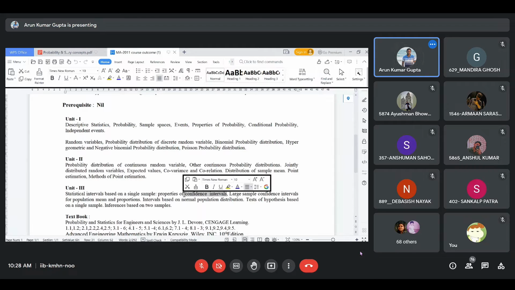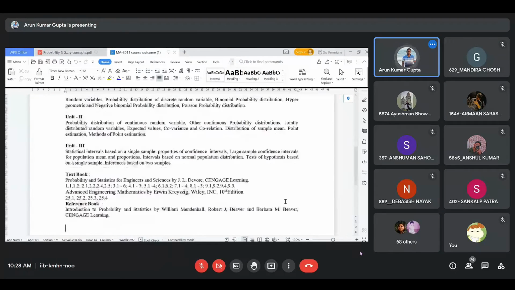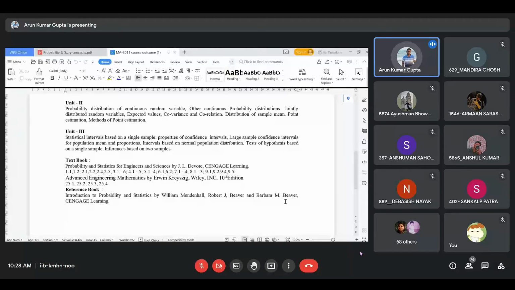And the third thing is testing of hypothesis. So this is the manner in which we are going to study this semester. Okay, so in this context, the textbook.